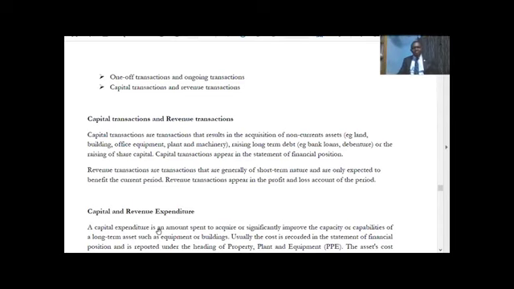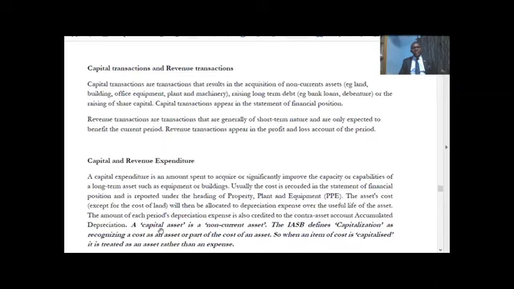Okay, great. Then what of capital and revenue expenditure? So what is capital and revenue expenditure? Note that there's a thin line between a capital transaction and a capital expenditure, and there's a thin line between revenue expenditure and a revenue transaction. A revenue transaction can either be expense in nature or income in nature. Okay, let's take note of that.